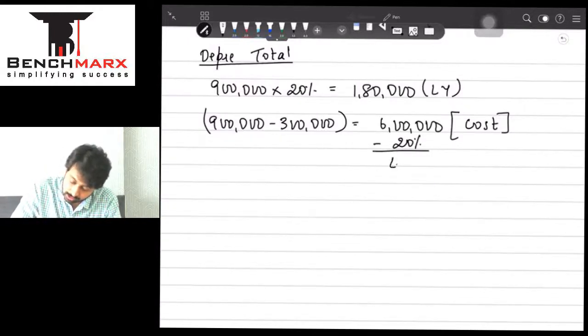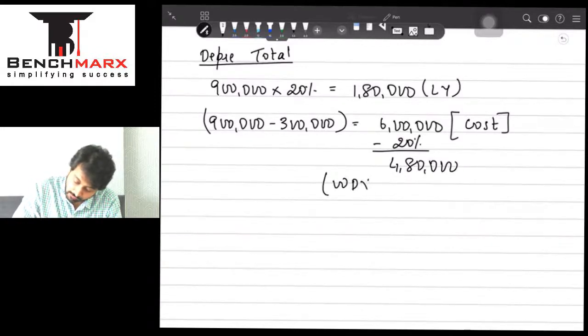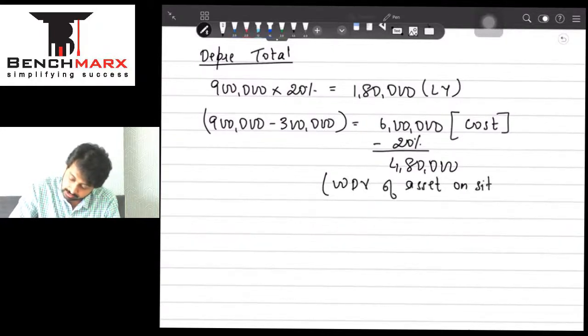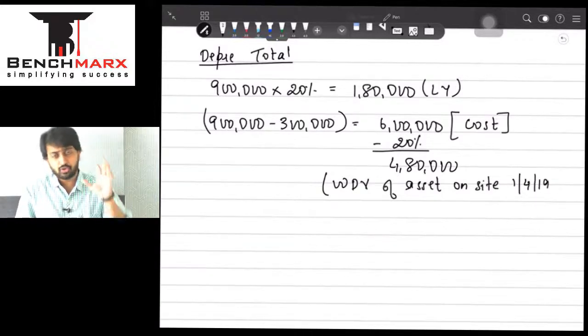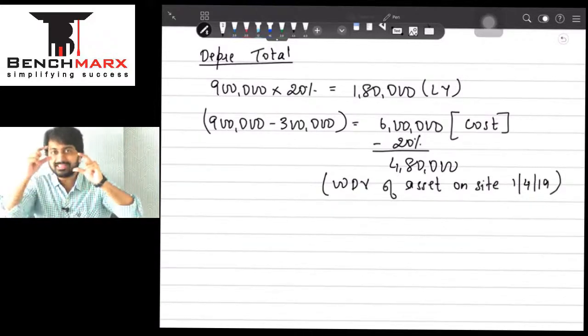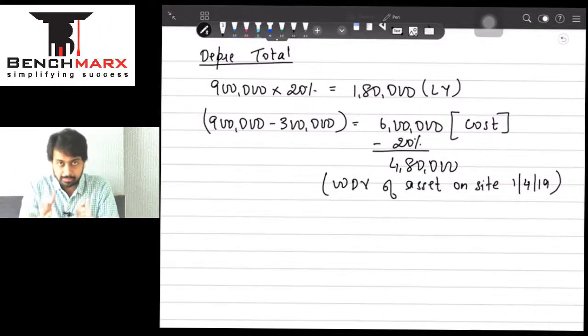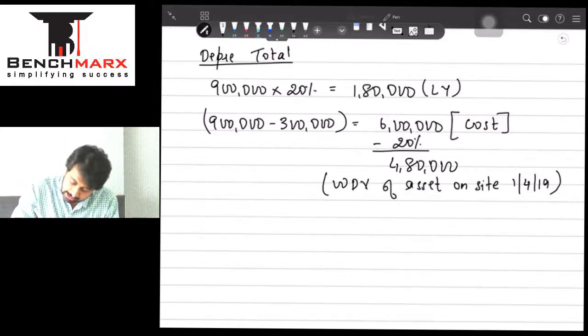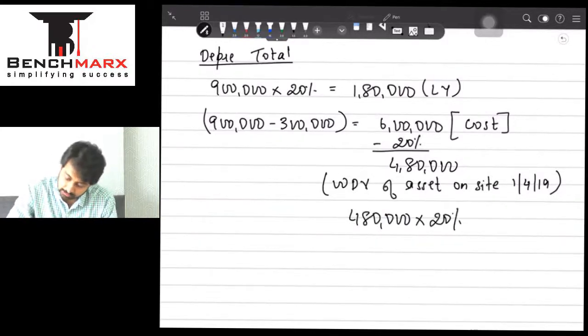So can I say this is the WDV of the asset on site on 1st April 19? Definitely yes, because 9 lakhs was the cost, और cost में से 3 lakh का cost content has been returned. So मेरे पास as on 1st April 19 4 lakh 80 worth का asset WDV अपने पास है. तो I would say 4 lakh 80,000 into 20% is my depreciation, that is nothing but 96,000, बराबर. Now this 96,000 is for the full year FY, बराबर.